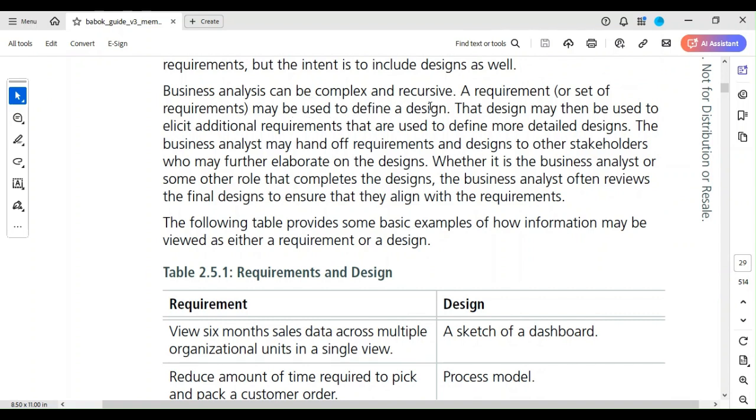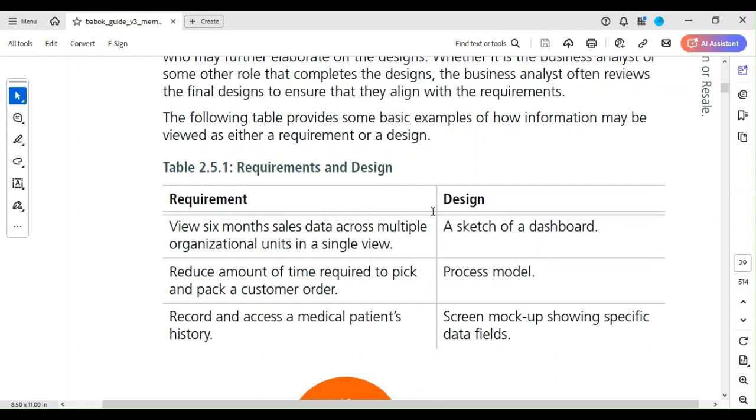Business analysis can be complex and recursive. A requirement or set of requirements may be used to define a design. That design may then be used to elicit additional requirements that are used to define more detailed designs. The business analyst may hand off requirements and designs to other stakeholders who may further elaborate on the designs. Whether it is a business analyst or some other role that completes the designs, the business analyst often reviews the final design to ensure that they align with the requirements. So no matter what happens, you come back to align what has been done.